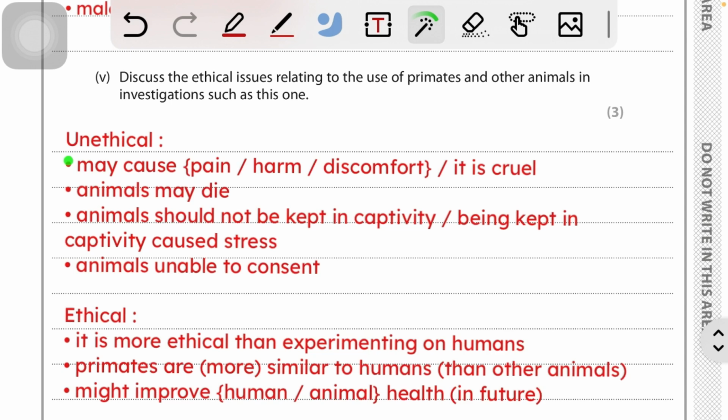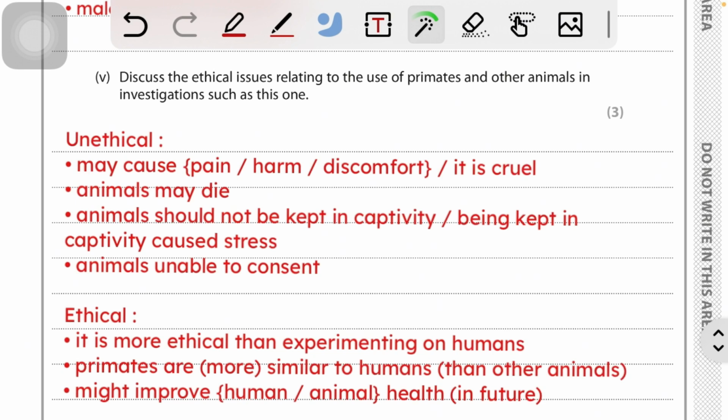It is unethical because it may cause pain, harm, or discomfort. It is cruel. The animal may die. The animal should not be kept in captivity. Like as I said, why is it unethical? Because every life matters, but it is more ethical to do experiments on animals than on humans.